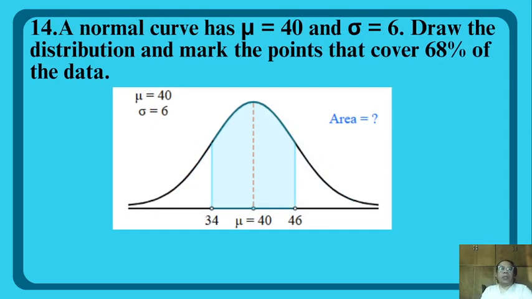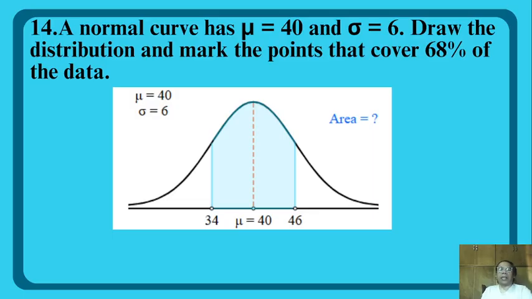Let's proceed with number 14. So we have a normal curve. A normal curve has mean 40 and sigma 6. Draw the distribution and mark the points that cover 68% of the data.